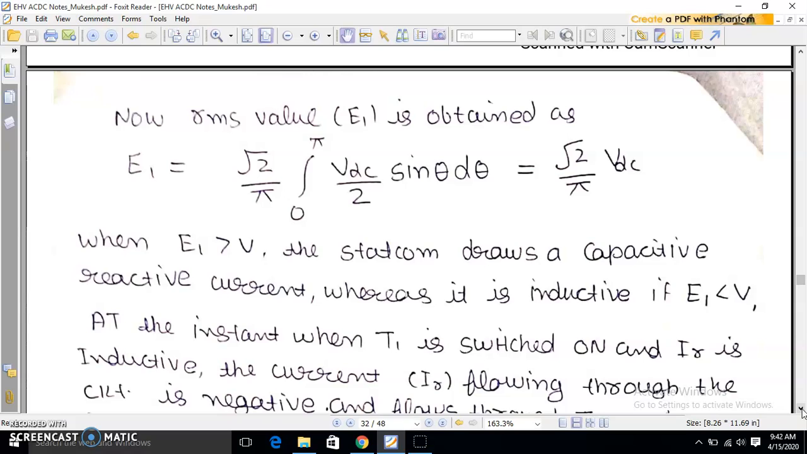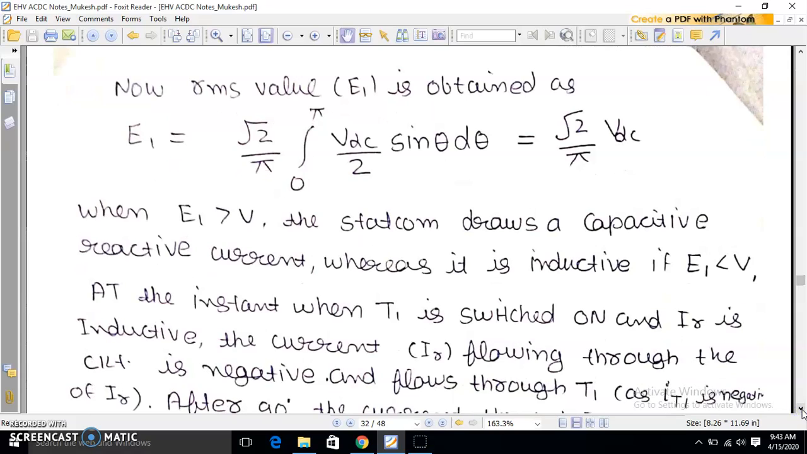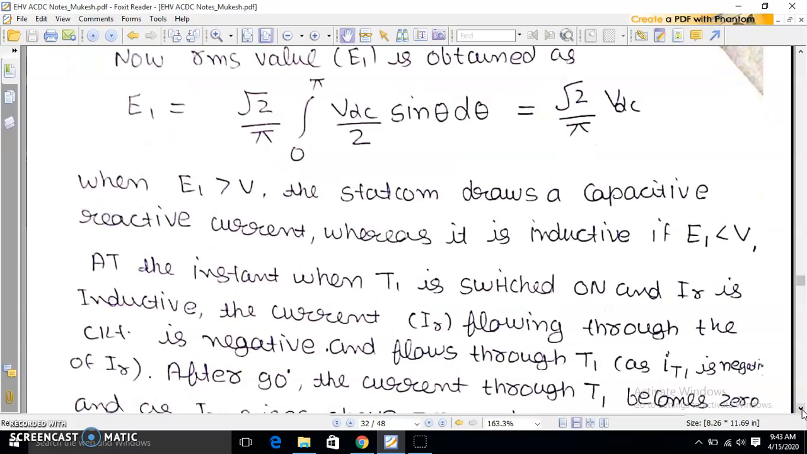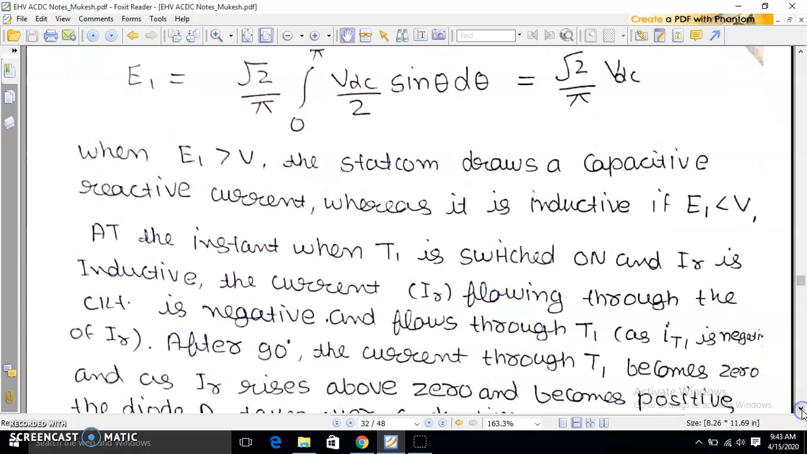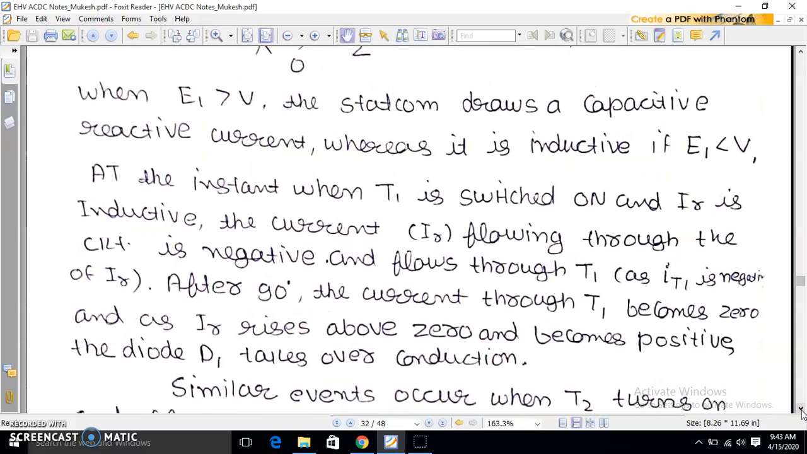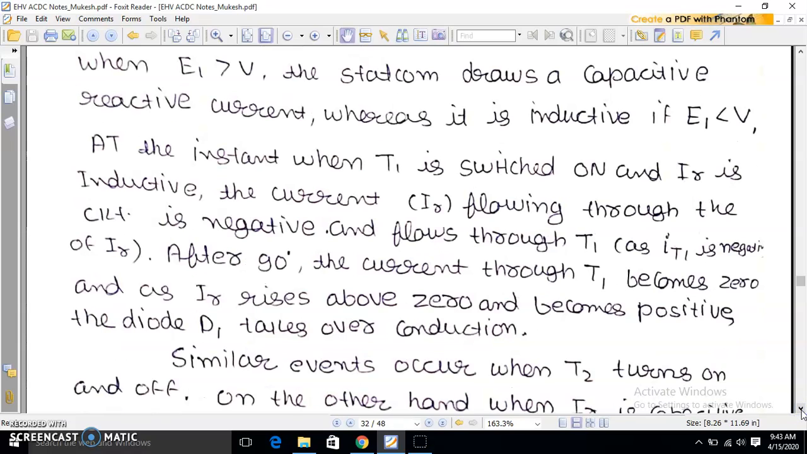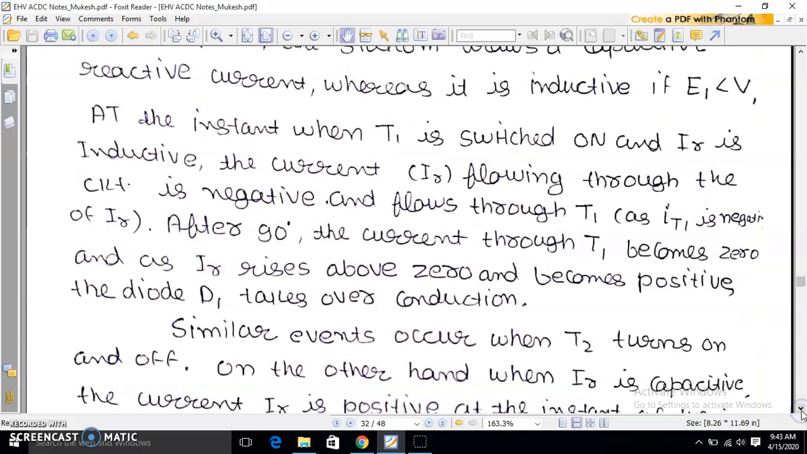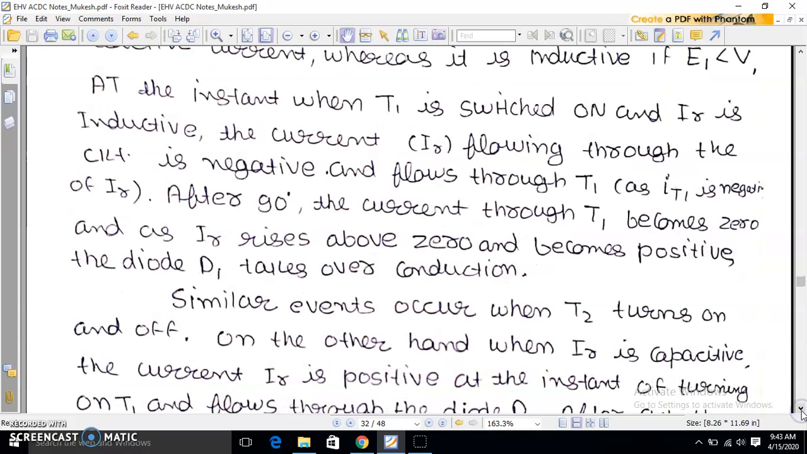less than 0. At the instant when T1 is switched on and IR is inductive, the current IR flowing through the circuit is negative and flows through T1, as IT1 is the negative of IR. After 90 degrees, the current through T1 becomes 0, and as IR rises above 0 and becomes positive, the diode D1 takes over conduction. A similar event occurs when T2 turns on and off.